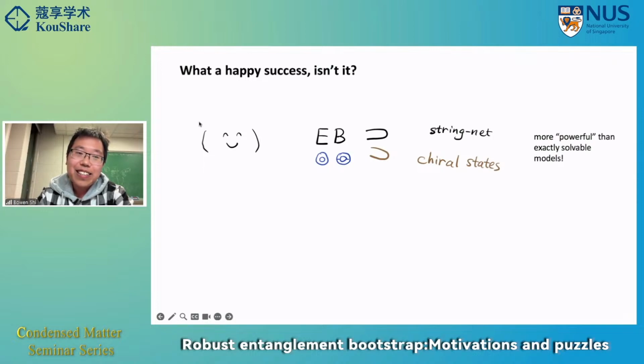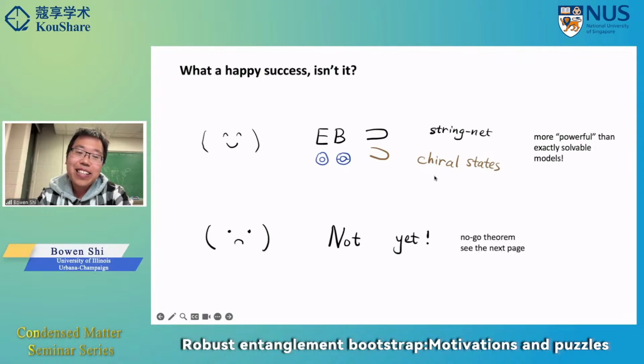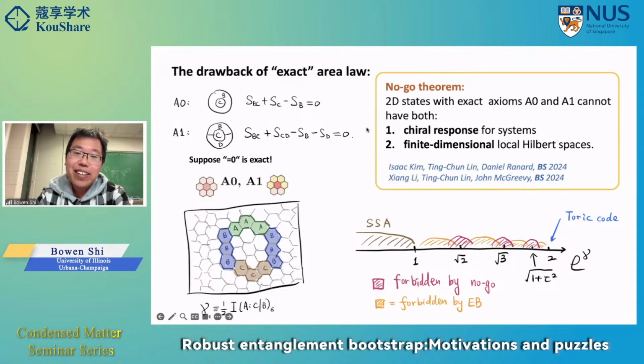In fact, a few months after this success, I was very happy and thought, okay, entanglement bootstrap seems to be better than the solvable models because it captures chiral states. In fact, it's not quite true yet because of a no-go theorem I'm going to sketch. Essentially, suppose you have a 2D quantum state on a coarse-grained lattice, and each coarse-grained lattice site has a finite dimensional Hilbert space. Then with the exact area law, so suppose the right-hand side of the axiom is exactly 0, it's impossible to have chiral response of the system.